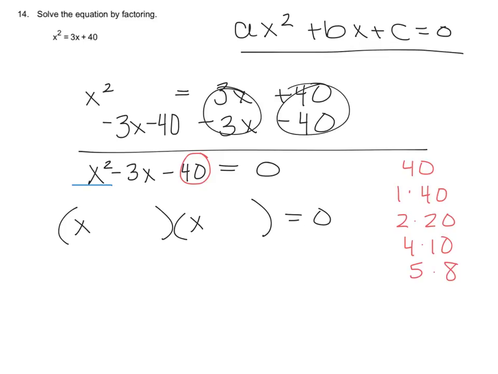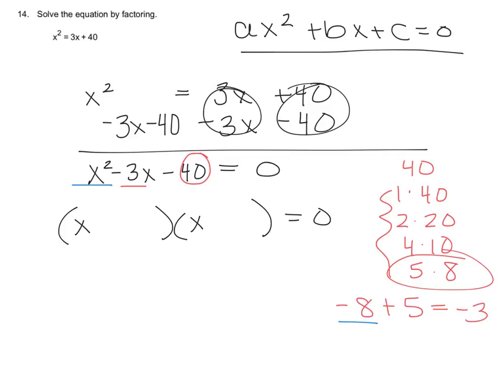Next, you'll look at your middle term, which is a negative 3x. I want to combine my factors of 40 in some way to get me that negative 3 in the middle term. So I'm going to look at all of these pairs and select the pair that I can manipulate to give me that negative 3. So I'll select the 5 and the 8 because a negative 8 plus 5 will give me that negative 3.